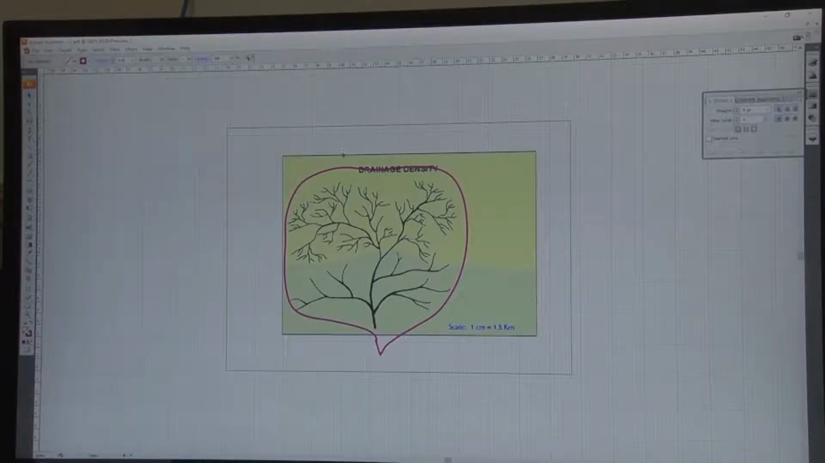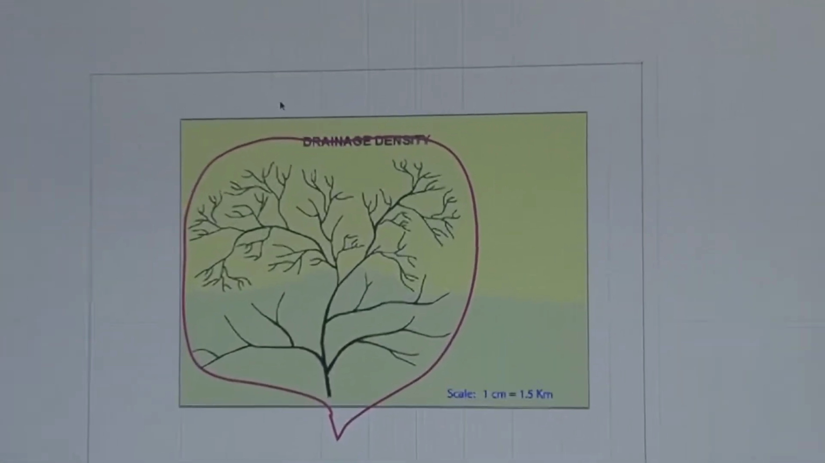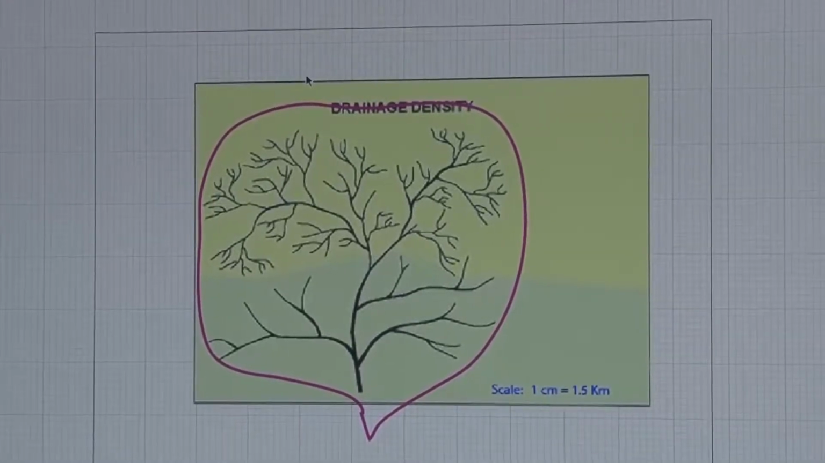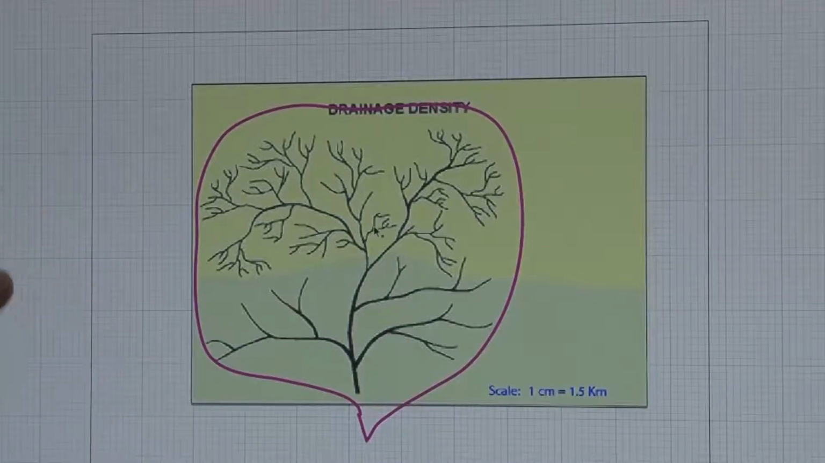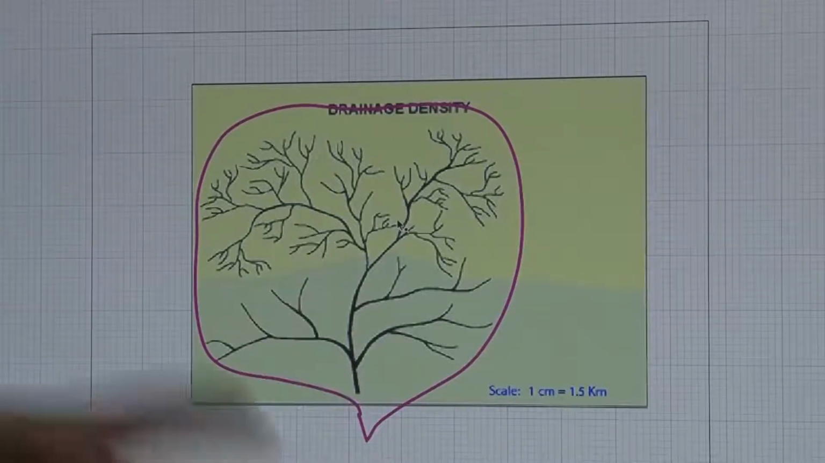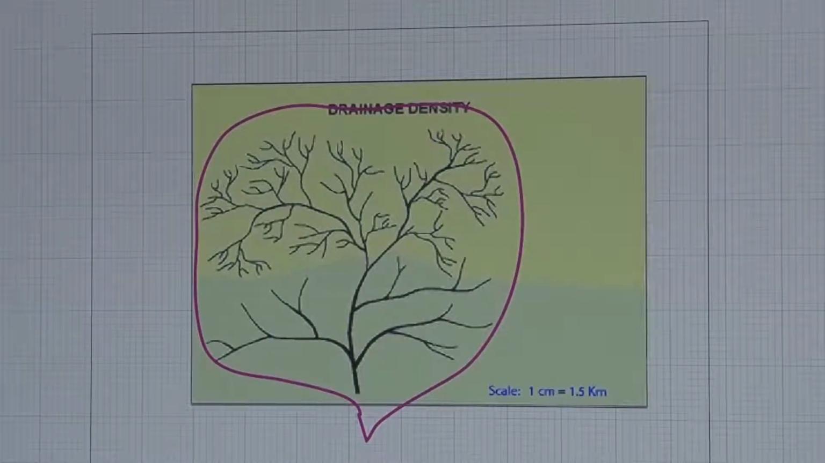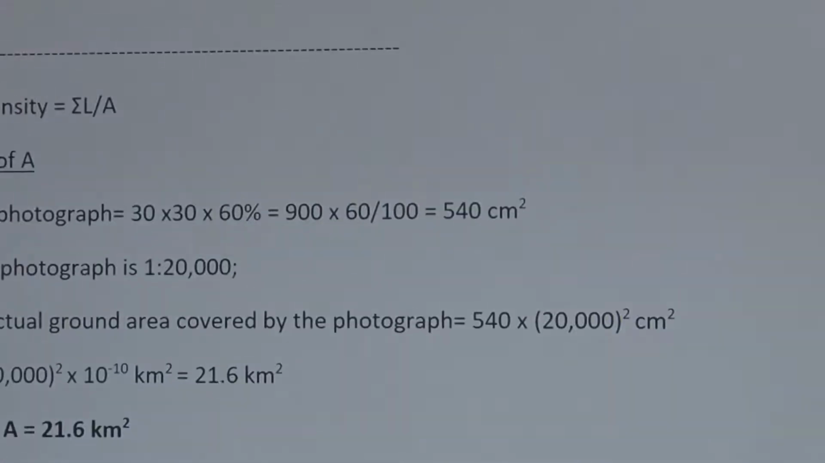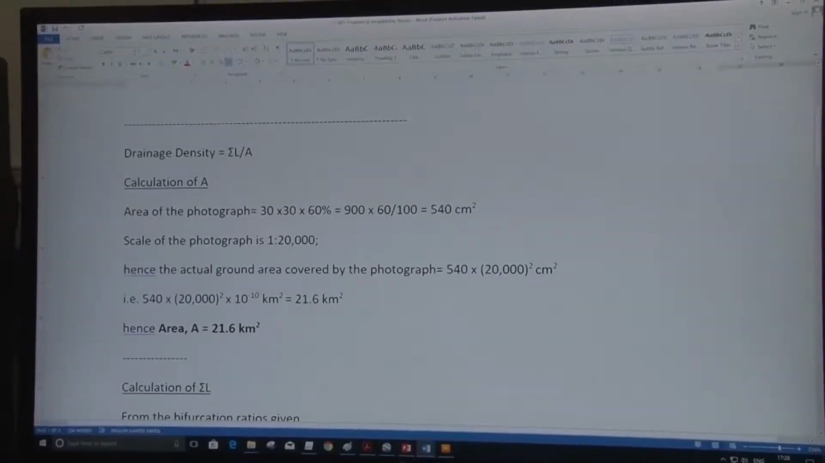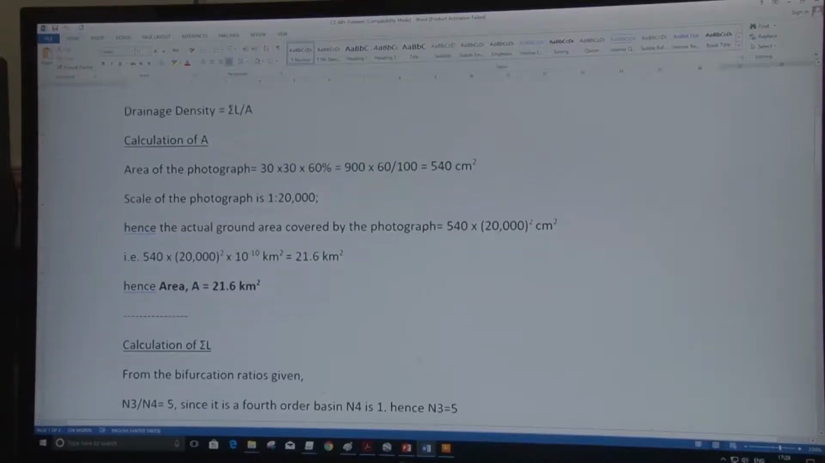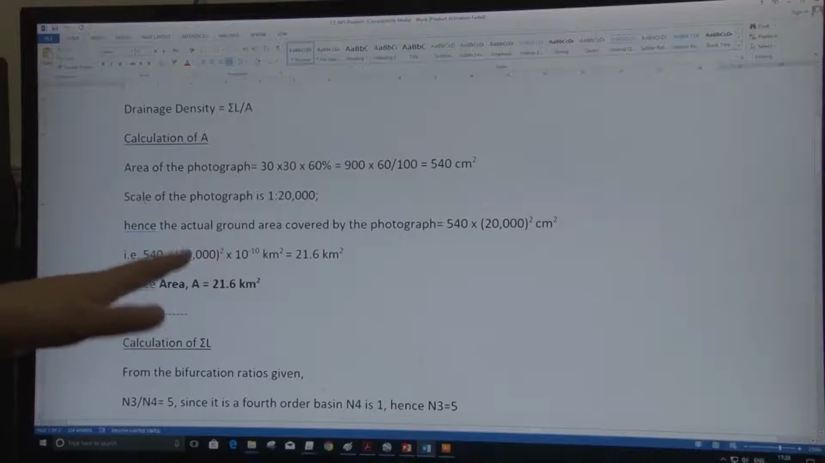If you zoom in here, you will see the area of one little square. Suppose this one little square is equal to 1 centimeter square, 1 by 1 centimeter. Then you calculate the drainage basin area and multiply it by the scale, as is done here. This is the calculation of A for calculating drainage density. Because 60% is overlap, this is the area of the whole photograph, if the photograph area is asked of you.